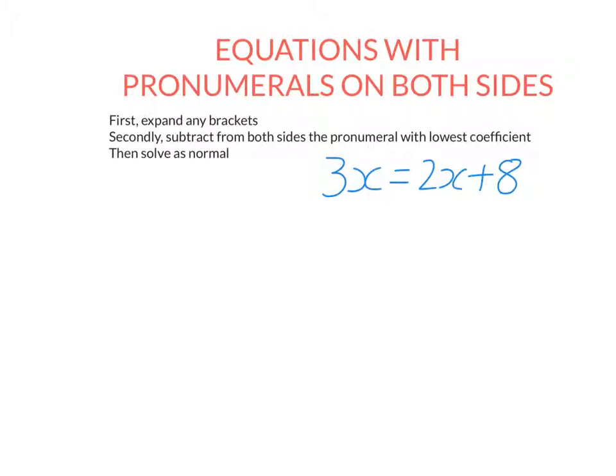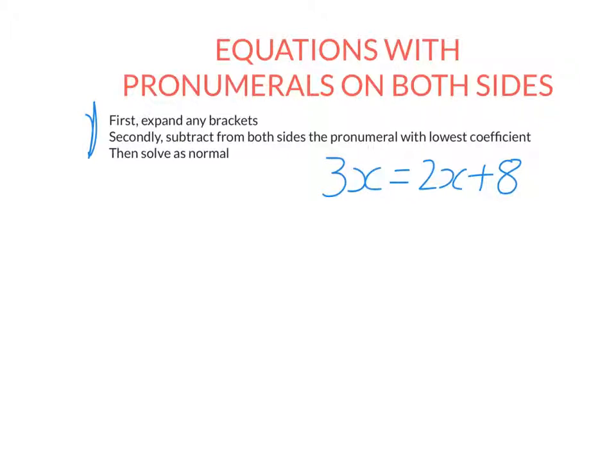So follow these 3 steps. Expand any brackets if there are any. Then we use the principle from the previous lesson. If x is in more than one spot, we need to first get it to one spot. The way you do that, if it's on both sides of the equal sign, is to subtract the pronumeral letter with the lowest coefficient. Remember, what you do to one side of the equation, you have to do to the other. And then it'll become just a normal equation.